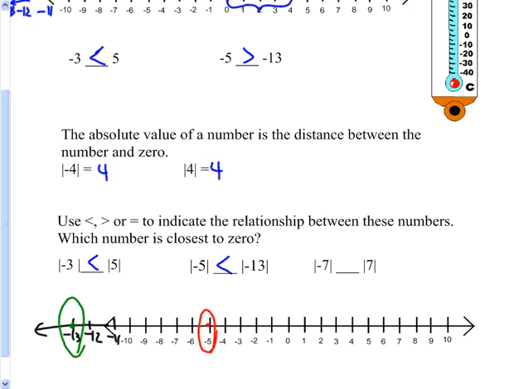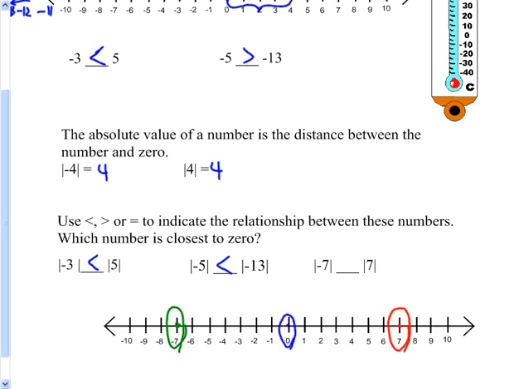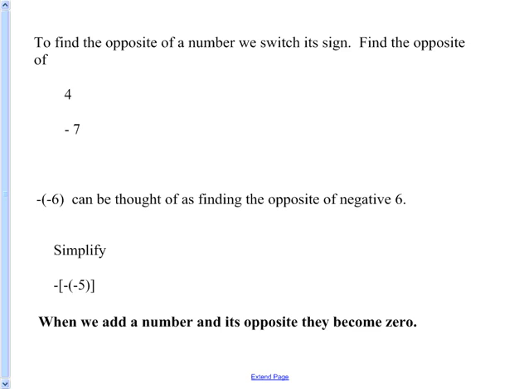Now, what about these two numbers, negative 7 and positive 7? And if we were to compare those two, negative 7 is here, positive 7 is here, here is 0. Which one's closest? It turns out they're the same distance away, so we would say they're equal. Okay? Even though in terms of numbers, they're not equal. Negative 7 is definitely smaller or colder than 7, but in terms of their distance away from 0, they are equal. All right, so another important idea is the opposite of a number.